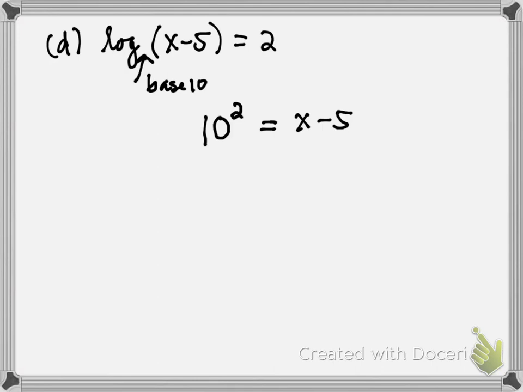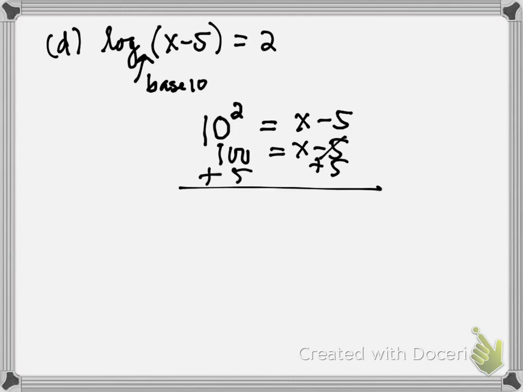If you don't remember this, just go back to your notes. I think Thursday I introduced logarithms. So just go back to your notes there on changing or transforming logarithmic to exponential. I give you some examples there. And then, let's simplify this. 10 squared is 100 equals x minus 5. You do a plus 5 both sides because we want x by itself. So x equals 105. That's it.